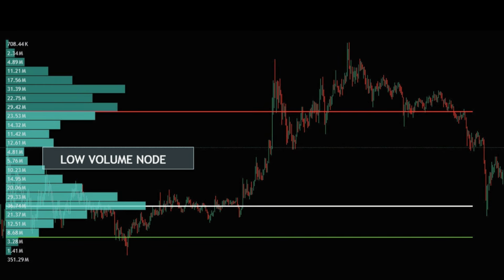On the other hand, low volume nodes are areas with minimal trading activity, often leading to rapid price movement when entered due to lack of interest, or representing unfair value areas with low liquidity. Price tends to move quickly through LVNs with minimal resistance.